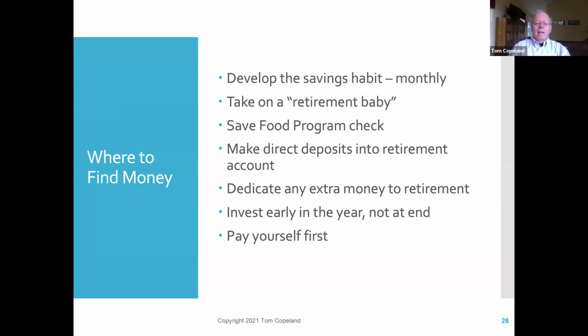Another provider said she would dedicate any extra money to her retirement. The windfall, the registration fees from parents, the late pickup fees, the supply fees, the you're-giving-me-a-headache fee, it would all go into her retirement.